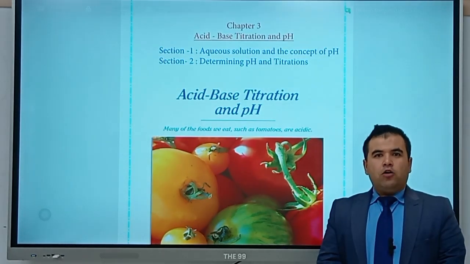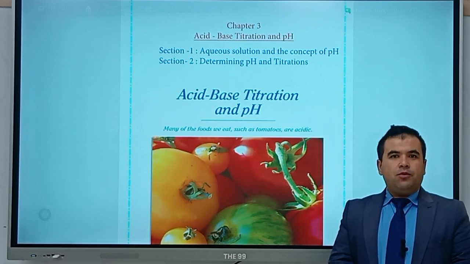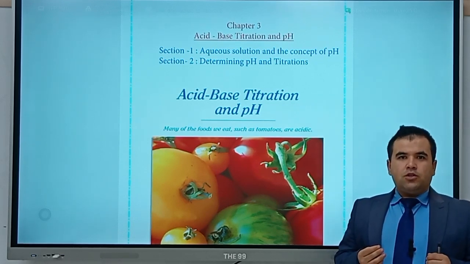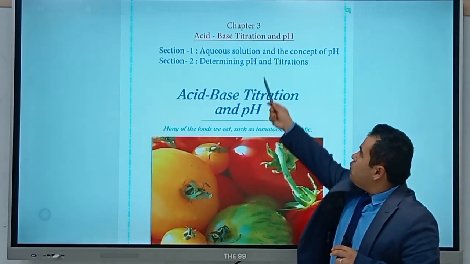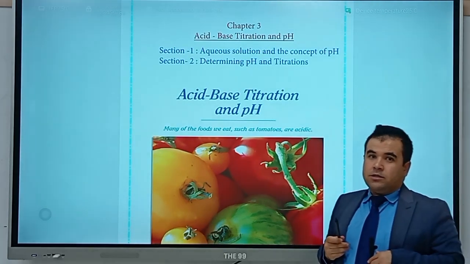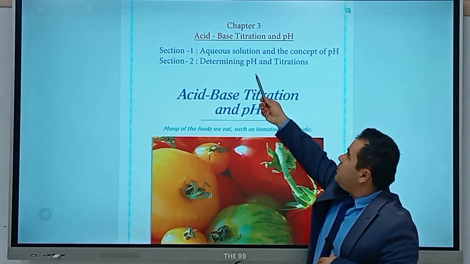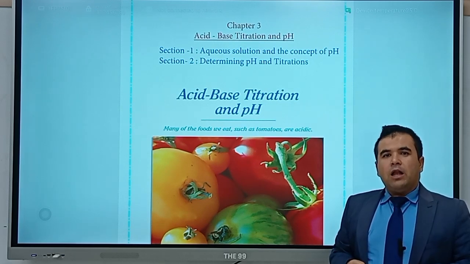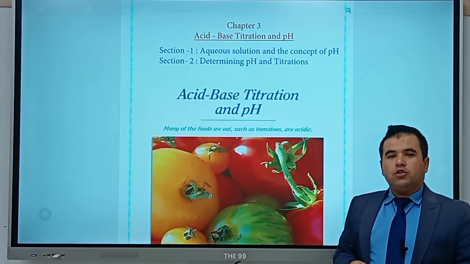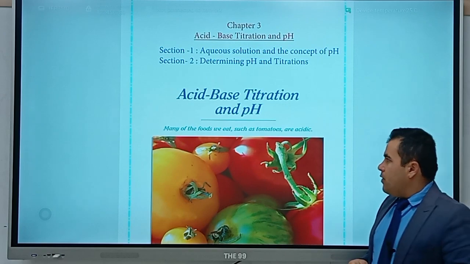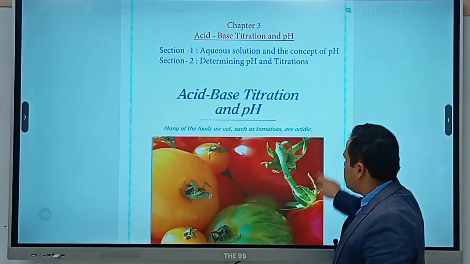In today's session, I will be talking about chapter 3. In chapter 3, we have two sections. The first section will be talking about the aqueous solution and the concept of pH. And the second section will be talking about determining pH and the titration process. In the first section, we will be calculating the pH, pOH, hydronium, and hydroxide of the solutions through different types of questions. Let us start with the first section, guys.